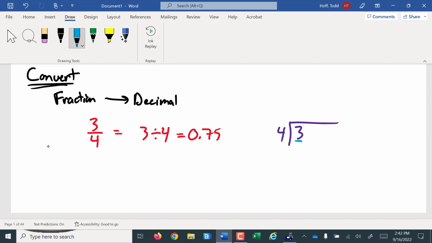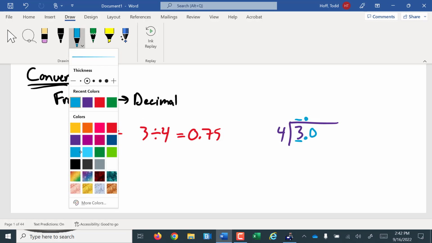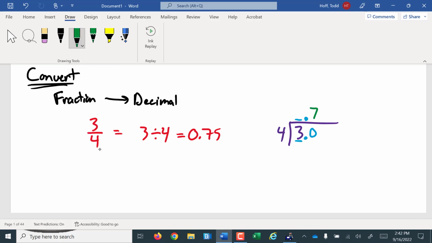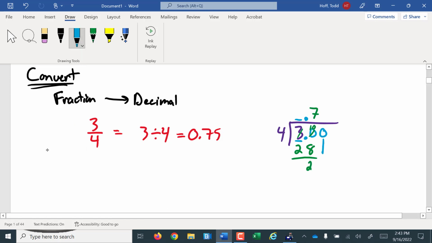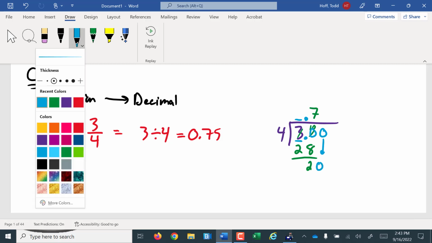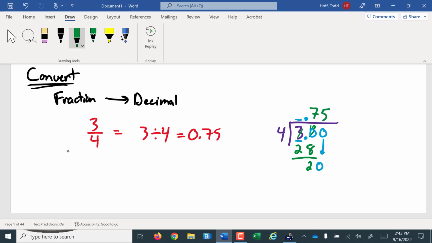Well, 4 does not go into 3, so we leave it blank above the 3, and there's nothing left. But remember, we said we can add zeros, but we can only add zeros if it's after the decimal point. So we have to put the decimal point in and bring it up. Now we can add a 0. 4 goes into 30 how many times? 7. 7 times 4 is 28. We subtract to get 2. Then we can add another 0. We bring it down. 4 goes into 20 5 times. So there's our 0.75.